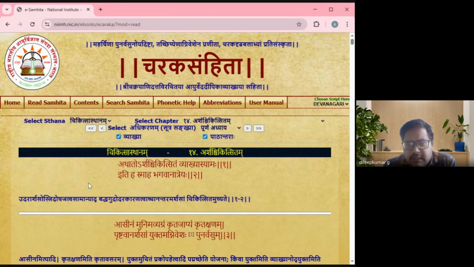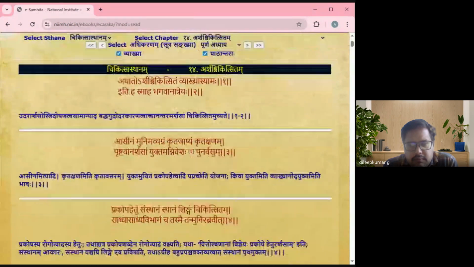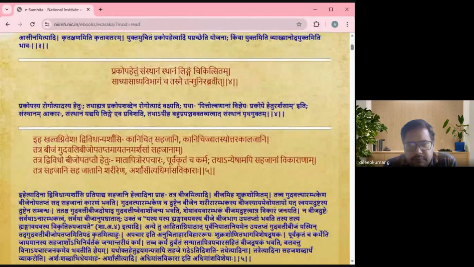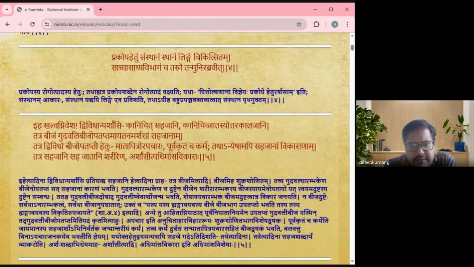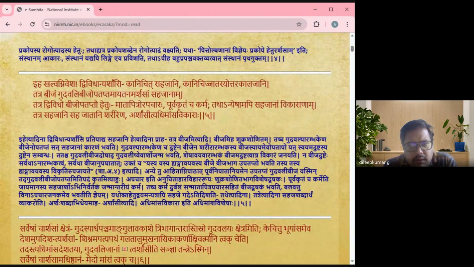Next, Arsha Chikitsa, Charaka Chikitsa Sthana, 14th chapter. Based on the questions of Agnivesha, Acharya Charaka is explaining details about Arshas and its treatment. There are two types of Arshas: Sahaja Arshas and Uttarakalaja Arshas.